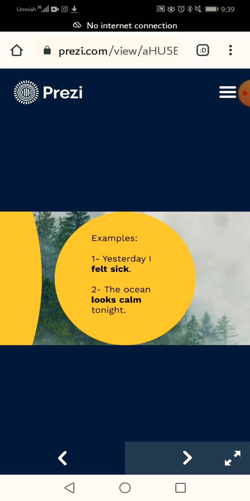The second one, the ocean looks calm tonight. Looks is a linking verb, and after this linking verb, we have an adjective, which is calm. So the word calm here is in the predicate, so it's a predicate adjective because it comes after a linking verb and it's in the predicate.